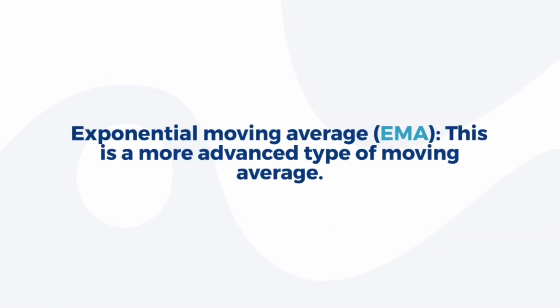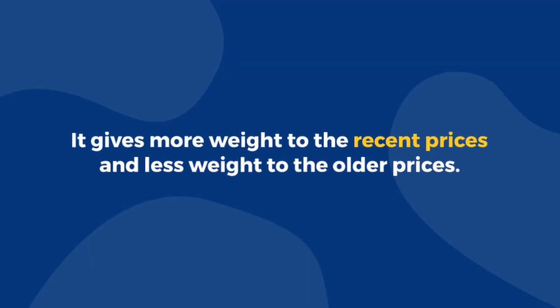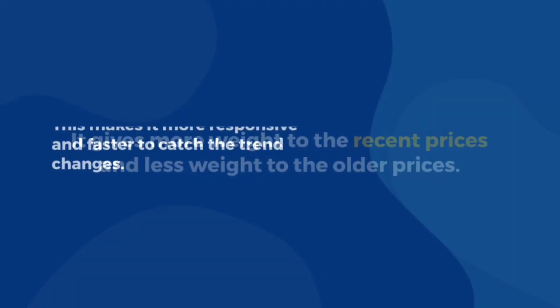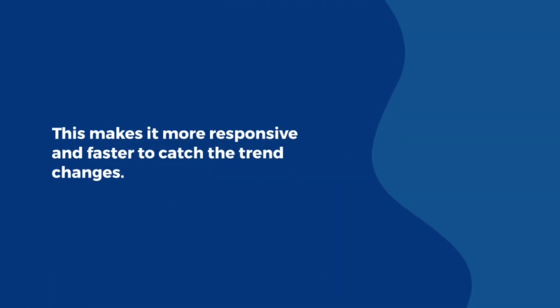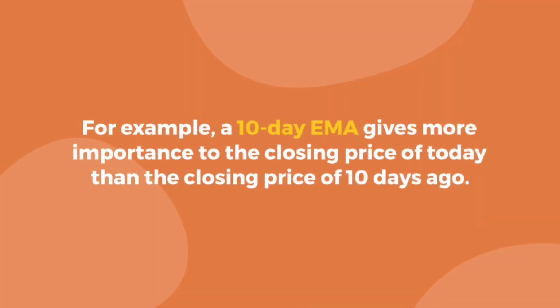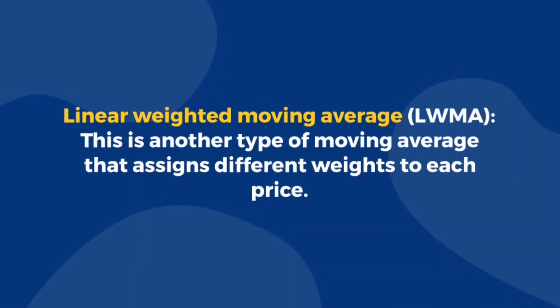Exponential moving average, EMA. This is a more advanced type of moving average. It gives more weight to the recent prices and less weight to the older prices. This makes it more responsive and faster to catch the trend changes. For example, a 10-day EMA gives more importance to the closing price of today than the closing price of 10 days ago.